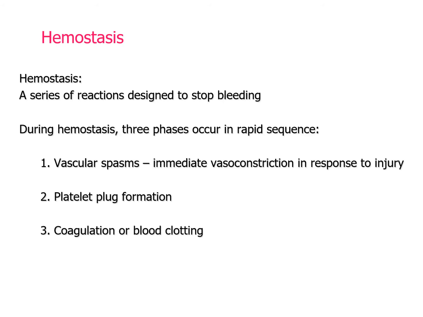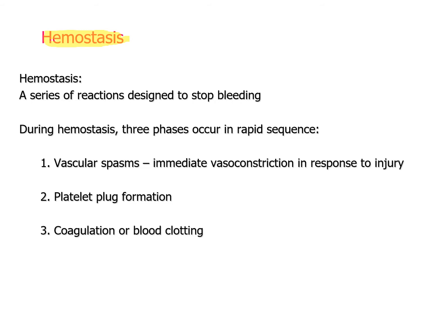So what we're talking about is hemostasis, which literally means stopping blood. It's a process that involves a series of several different physiological reactions designed to stop any bleeding. There are three phases that occur in rapid sequence. First, there's characteristically vascular spasms. Immediate vasoconstriction occurs in response to injury.